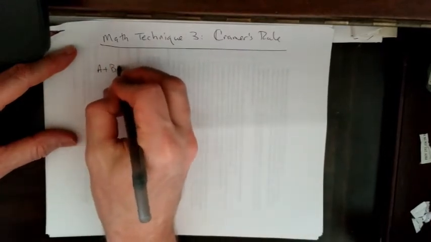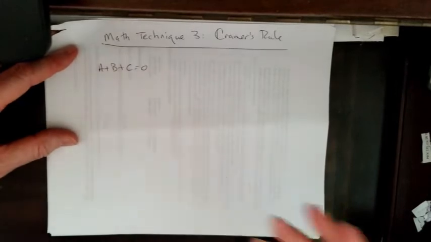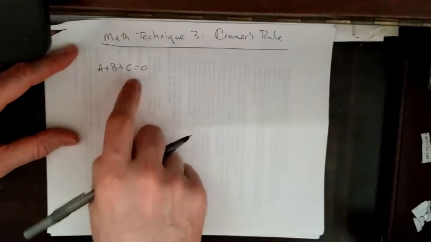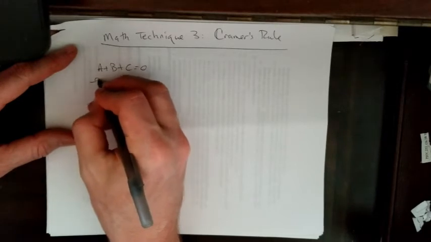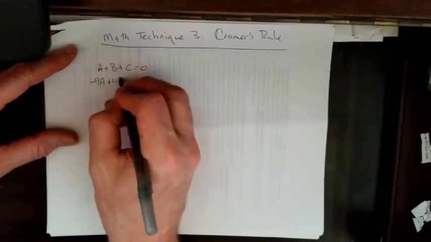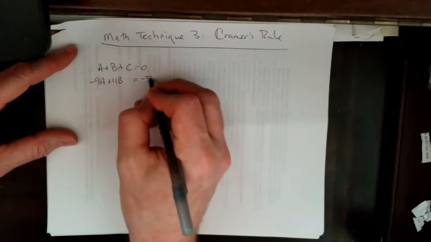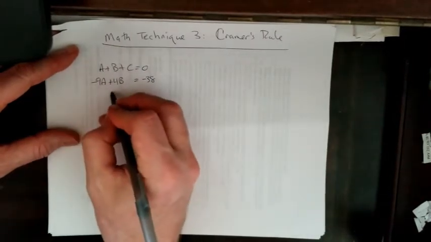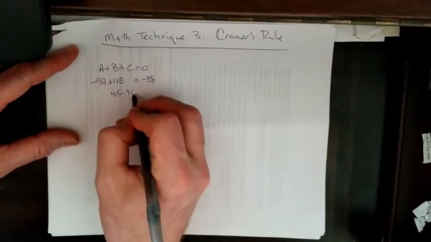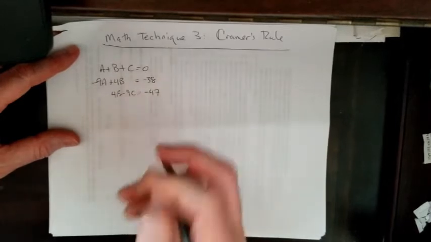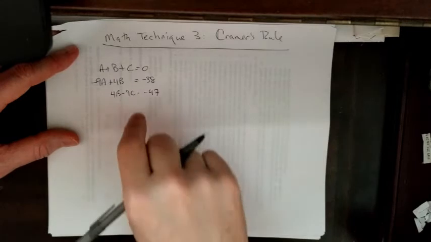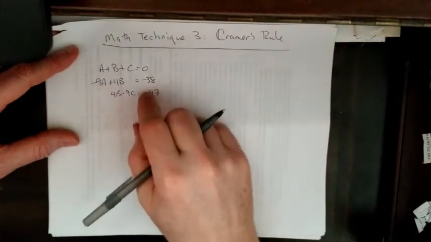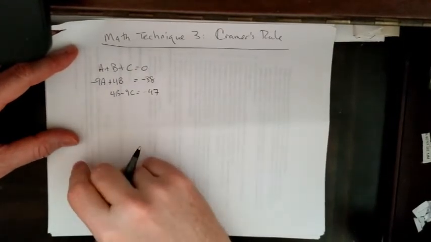Using Cramer's rule, start out with the three equations that we had. So we had A plus B plus C equals 0. Again, I'm assuming that you saw the first one at least so you understand what A, B, and C are. Then I have negative 9A plus 4B equals negative 38. And then I have 4B minus 9C equals negative 47. It's the same equations I had before, just written slightly differently. If you saw math technique number 2 video already, then you saw me get those three equations there.